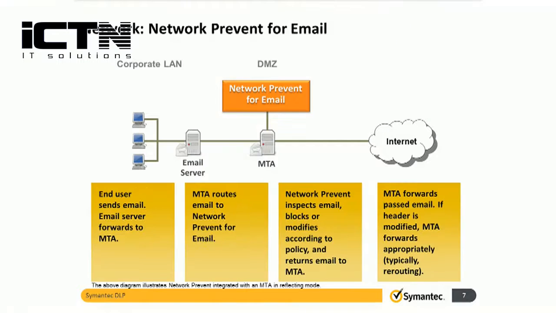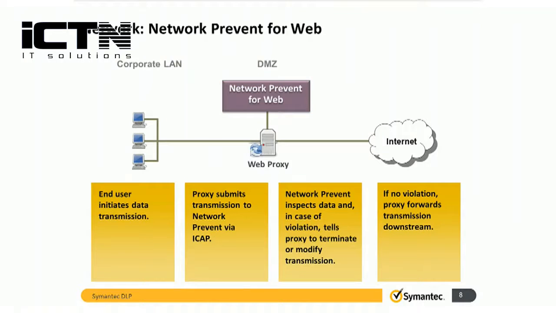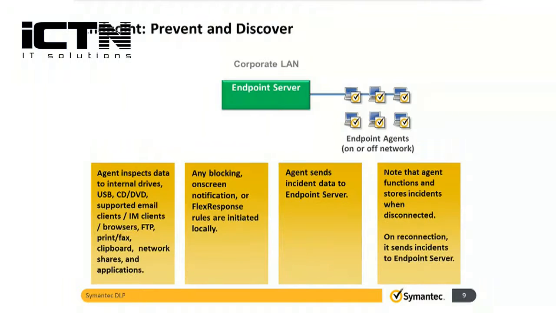The Network Prevent for Email component integrates with SMTP-compliant mail transfer agents to monitor SMTP traffic and then block or modify it for downstream processing. Network Prevent for Web integrates with web proxies to monitor HTTP, HTTPS, and FTP traffic, and then terminate or modify it prior to downstream processing if a violation is detected.